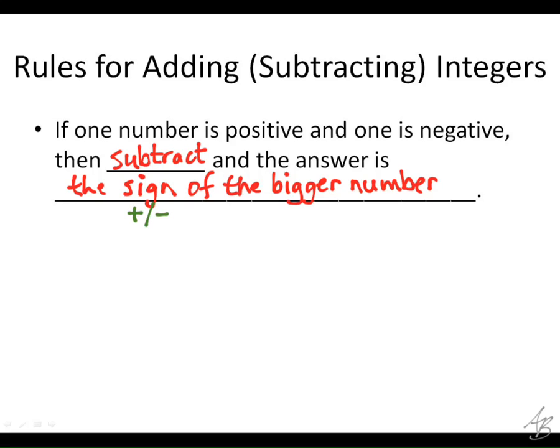Now, when we're subtracting, we always put the bigger number on top. And when we're subtracting, the answer is going to have the sign of the bigger number. So whichever number you put on top, if it's positive, then the answer is going to be positive. If the number on top is negative, then the answer is going to be negative.